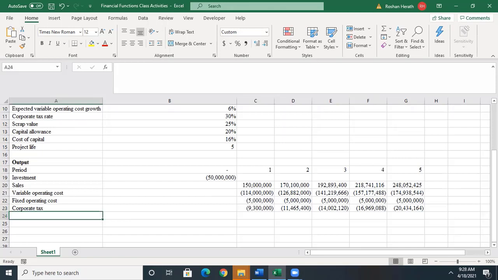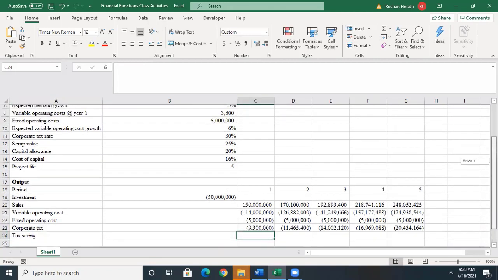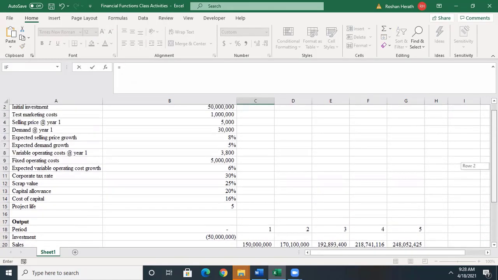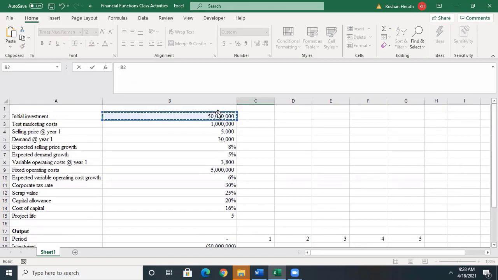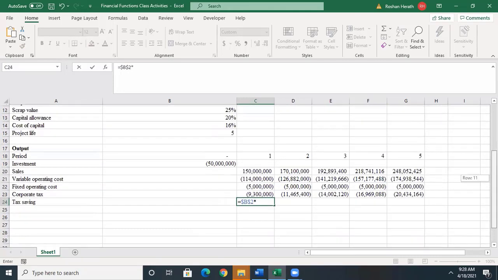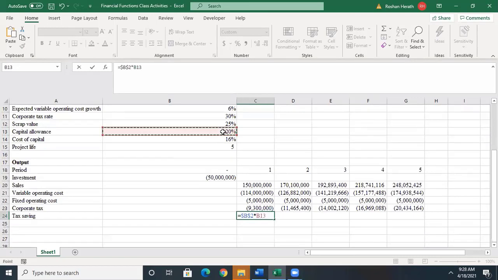So in order to work out the tax saving, you can get your initial investment. It's 50 million. Then you can apply the tax rate. So the capital allowance is going to be 20%. For that, you'll be receiving a kind of a benefit of 30% on the tax.